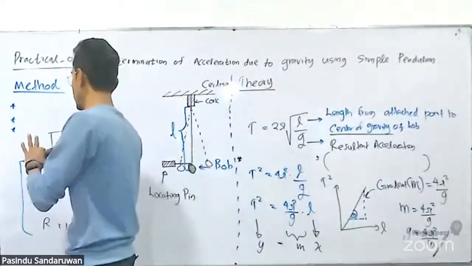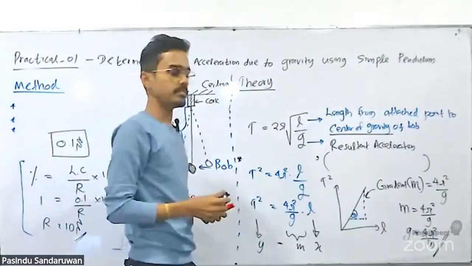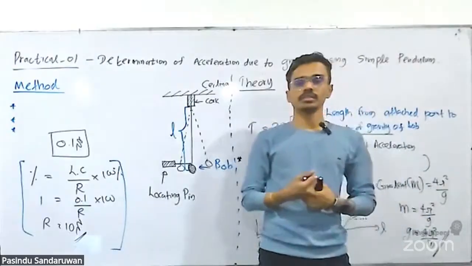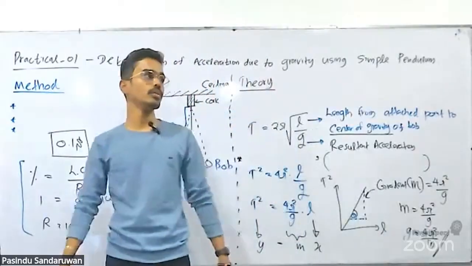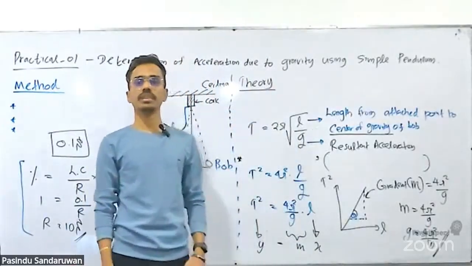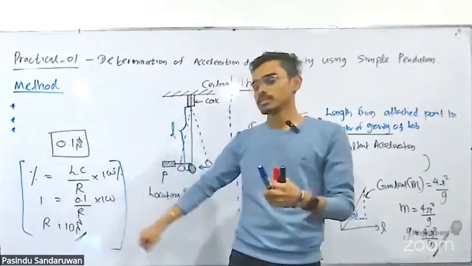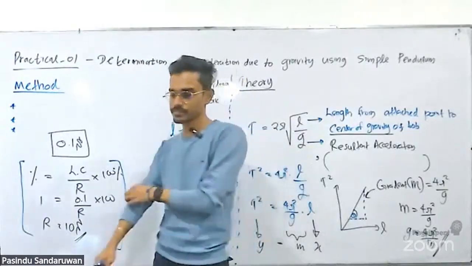We are still under the method. Next point: measure the time it takes for 25 oscillations. I mention the general value above because I explained the logic. Measure the time it takes for 25 oscillations.